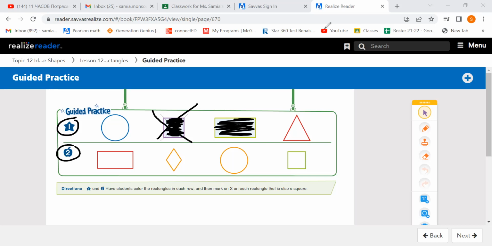Let's look at number 2. Color in the rectangles. Where are the rectangles? Here's one. You're going to color it in. Is there another rectangle here? Remember, we said that this is a special rectangle because all sides are the same length. So it is a square, but it is also a rectangle. Now mark an X on the rectangle that is also a square. There you go. Let's move on.